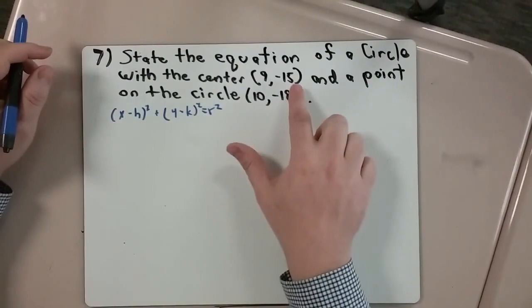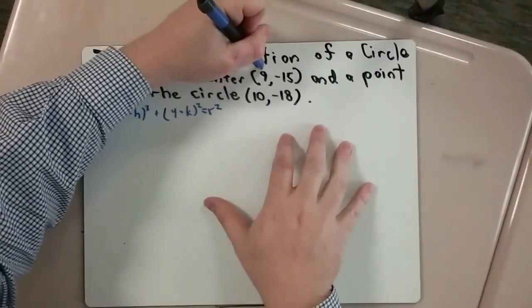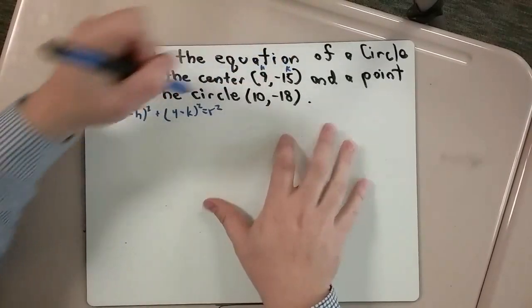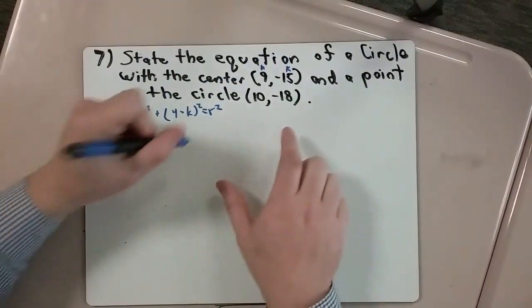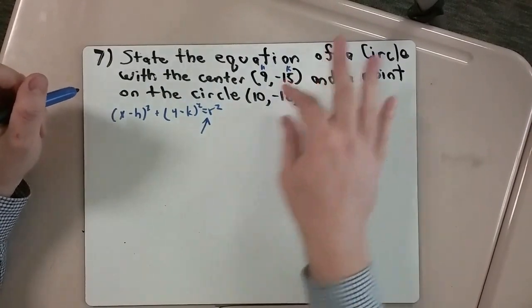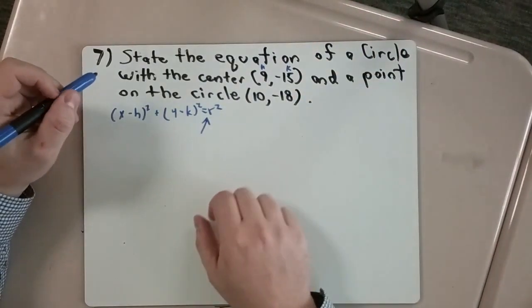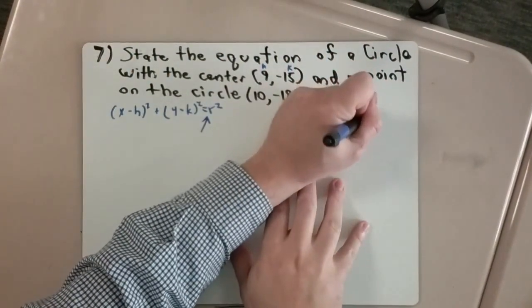Our center is 9, -15, so this is my h and this is k. What I need is the radius. So in order to find the radius, what I'm going to do is find the distance between these two. Let me show you what's going on.